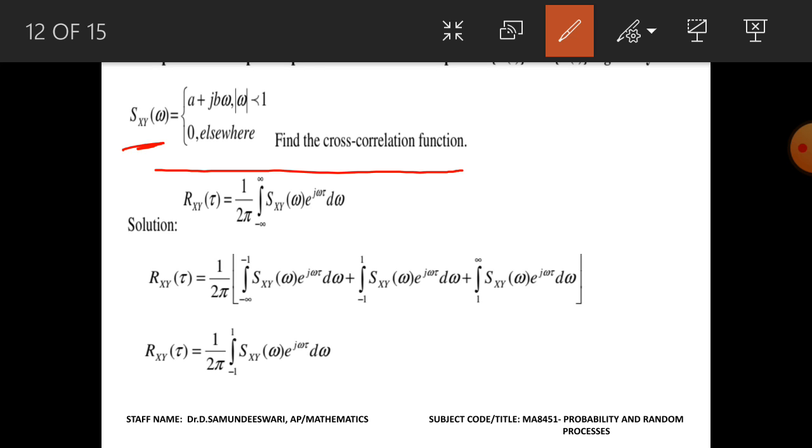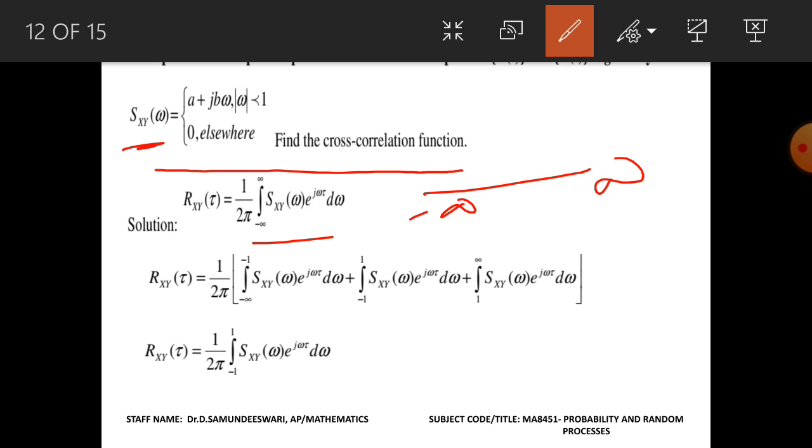So what is the formula? It is 1 by 2 pi integral minus infinity to plus infinity Sxy of omega times e power j omega tau d omega. This is the inverse Fourier transform of Sxy of omega. So first, the overall limit is minus infinity to plus infinity. What is given in your problem?